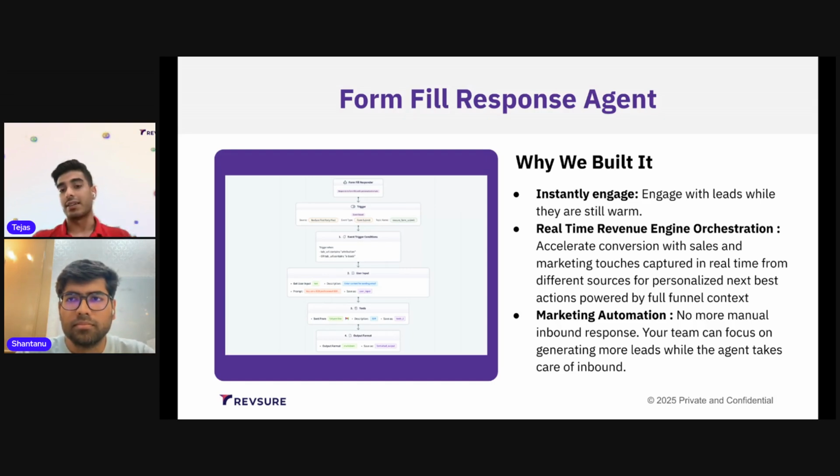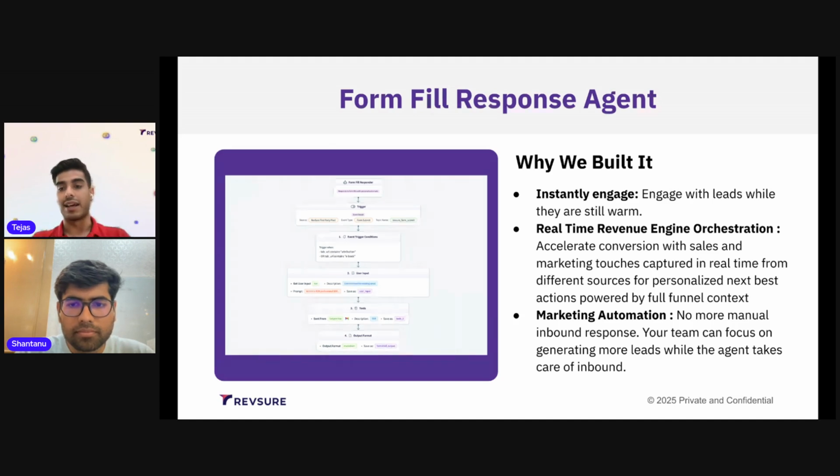Now here's where it gets exciting, because traditional form responders are just generic. They send pre-written emails that lack context. They'll just say thank you for filling our form, blah blah blah, book a demo. But with RevSure, every response is powered by full funnel intelligence. It's enriched with the lead's details from LinkedIn and connected to all prior engagements such as webinars, nurture clicks, SDR conversations, marketing touches. And that means three things for GTM teams.